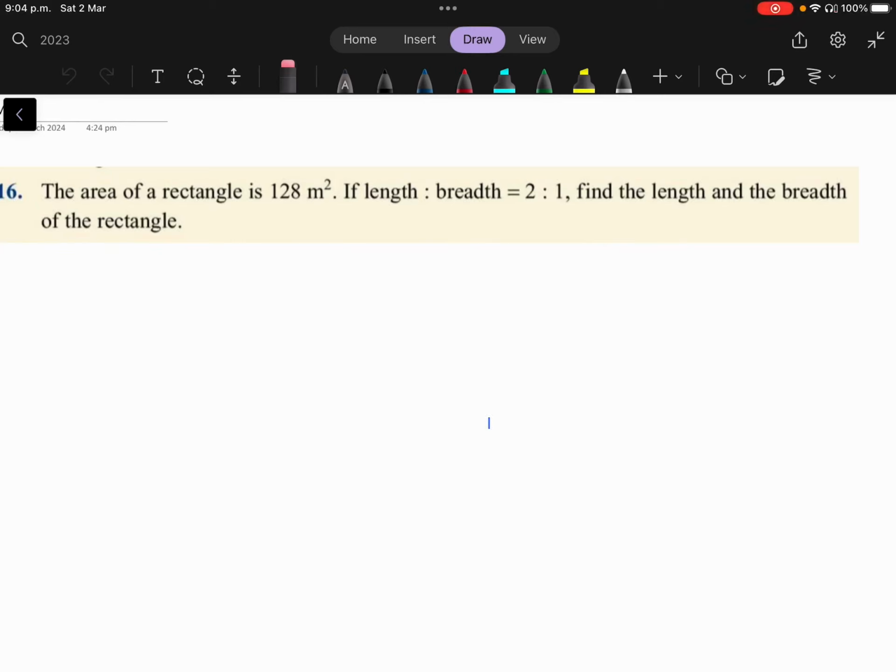Let's learn how we solve these problems. Here, the area of the rectangle is 128 meters square. If length is to breadth is equal to 2 is to 1, find the length and breadth of the rectangle. So what we have is a rectangle like this here.